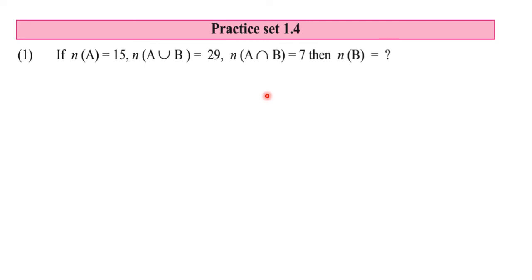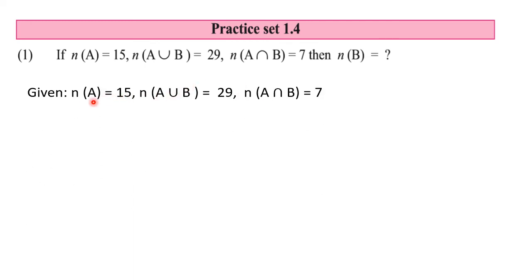What you have to do is write down the given things as they are in the question, under the heading Given. What is given to you? n of A is equal to 15. n of A union B is equal to 29. n of A intersection B is 7. The same thing we have copied from the question as it is. And then write down what we want to find. We have to find n of B, that is the question mark.